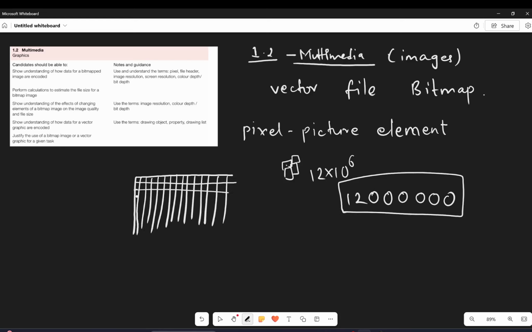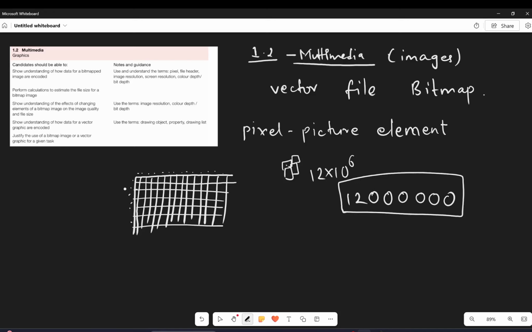So if my screen has this many pixels, what's the resolution? Well, I have 1, 2, 3, 4, 5, 6 columns. I have 1, 2, 3, 4, 5, 6, 7, 8, 9, 10, 11, 12, 13, 14 rows.